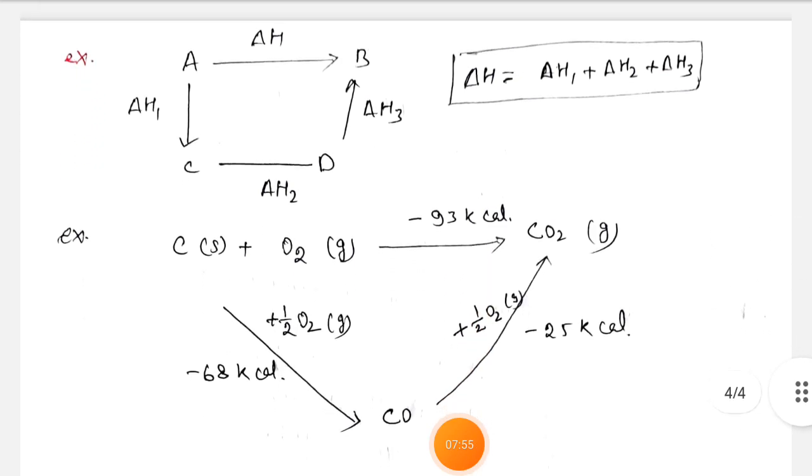If we give an example, C plus O2 going to CO2 in a single step has an enthalpy change of minus 93 kilocalorie. But if we take it in two steps, first C plus half O2 gives CO, and for this process the enthalpy change is minus 68 kilocalorie. Next step, CO plus half O2 gives CO2, and for this step the enthalpy change is minus 25 kilocalorie. For these two steps, if we sum the values, it will be equal to minus 93 kilocalorie. Okay.